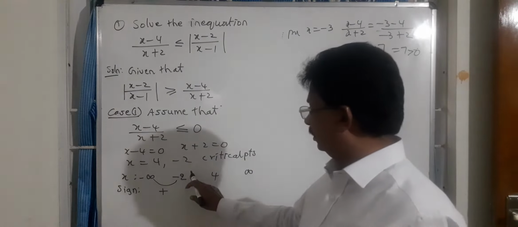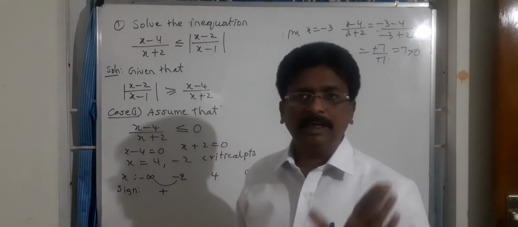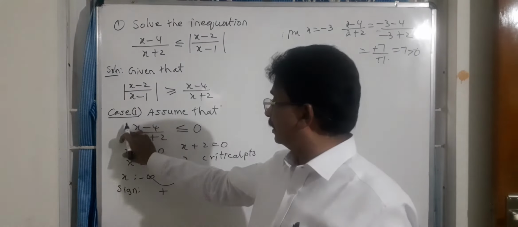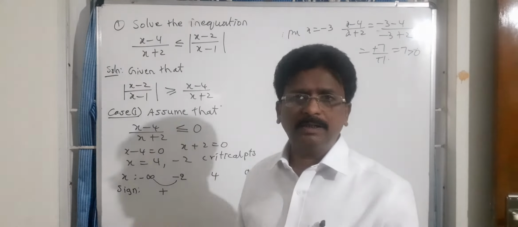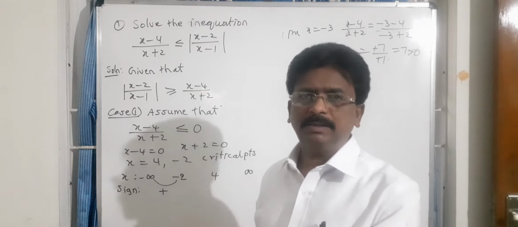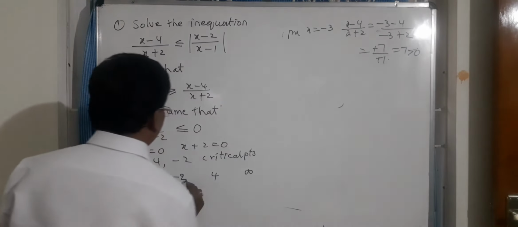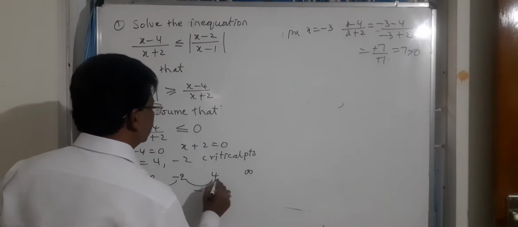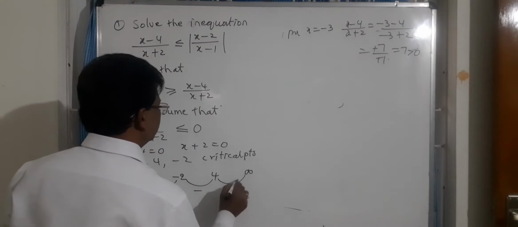Next one, in the next interval, the sign of this expression is negative. Alternate signs will come. Next positive, next negative, next positive, etc. Next negative sign, next positive sign. Now this method of deciding the signs is called the wavy curve method.